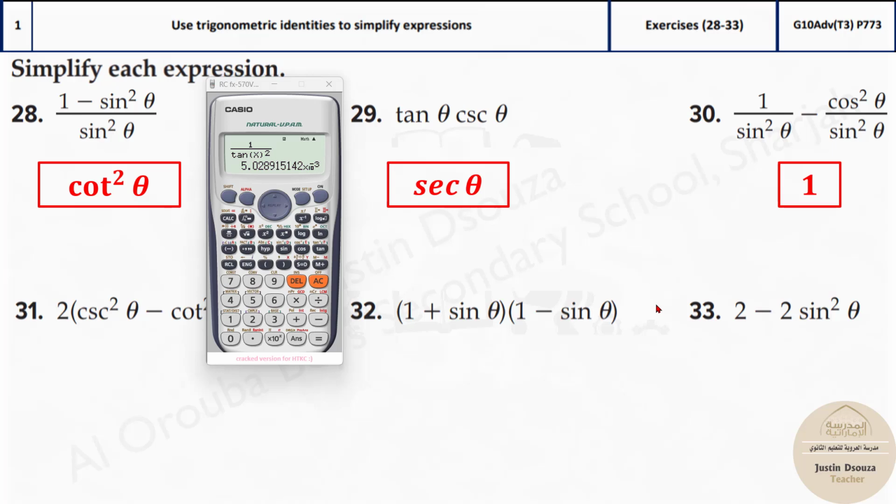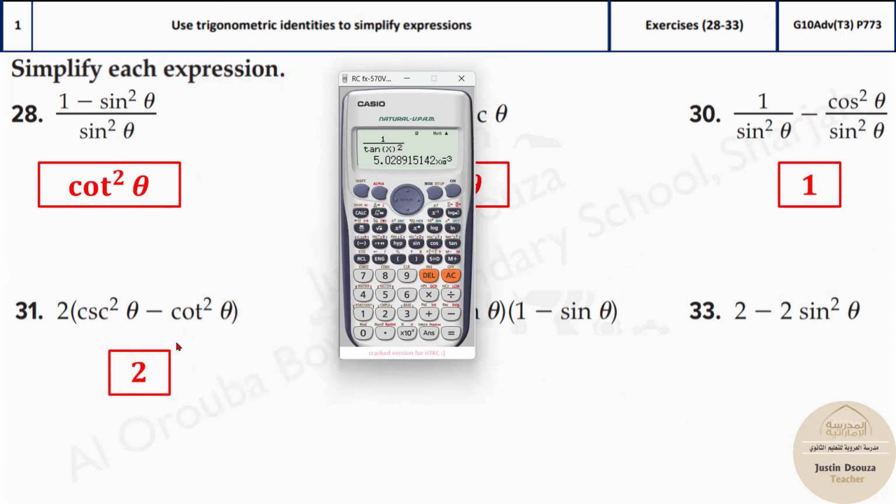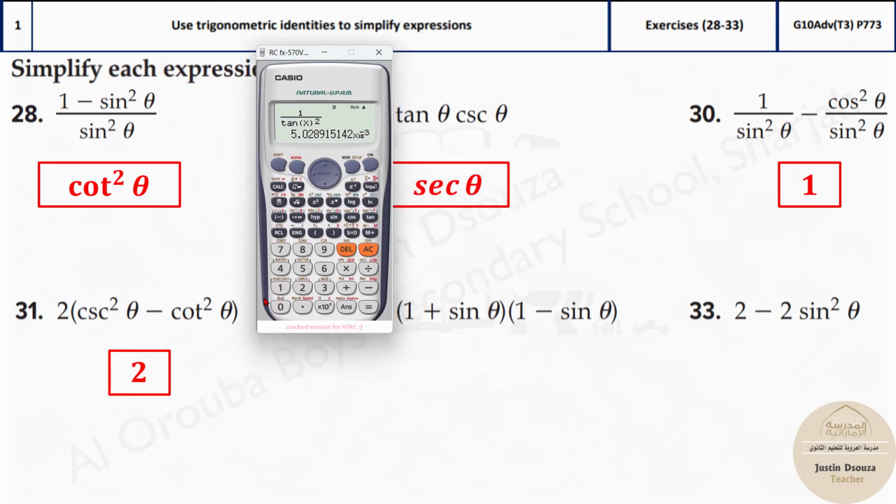So we can try it for any other option. Let me do this one because it has cosecant and cotangent. So let's type it out. 2, open the bracket. Cosecant is given by 1 by sine, so here alpha x, close the bracket and square it up. Now minus 1 divided by cotangent alpha x. Sorry, my bad. Cotangent reciprocal is 1 by tan. So I write tan alpha x, close the bracket and square it up, and now close the entire bracket.